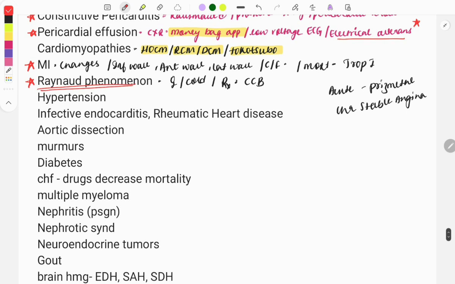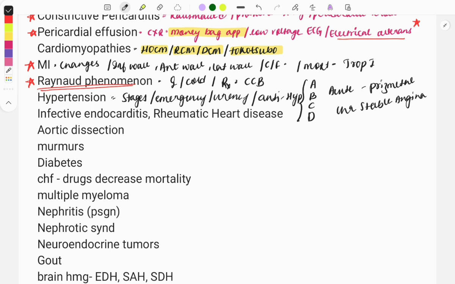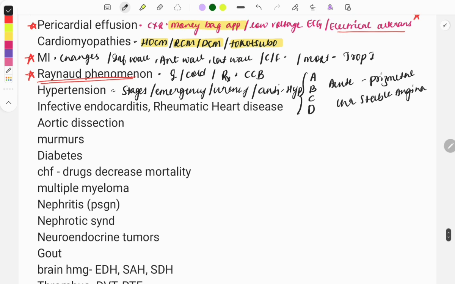Then hypertension. So questions are asked on the stages of hypertension, along with that the hypertensive emergency and urgency, what treatment you will give, and the definition of urgency and emergency. And also frequently questions are asked on the antihypertensive drugs. So there are classes of drugs like ACE inhibitors, beta blockers, calcium channel blockers, and diuretics. They may give you a case presentation and ask you to make the diagnosis, or ask you the stages of hypertension. Then moving on, infective endocarditis and rheumatic heart disease.